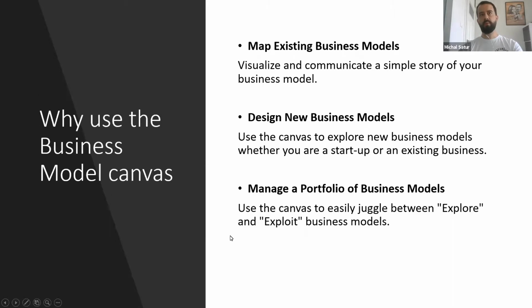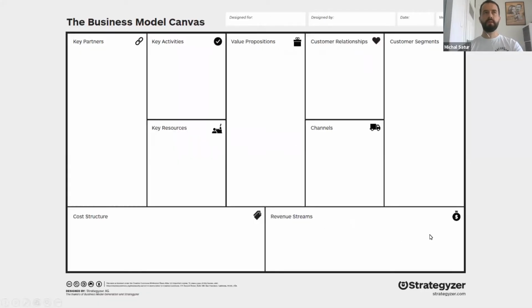Business model canvas can be used for mapping existing business models, for designing new business models, and managing a portfolio of your current business models. It is an easy tool to visualize and communicate a simple story of your business model, or you can explore new business models, whether you are a startup or you're in an existing business. And also you can easily divide between which project or product you want to explore more, or which you want to exploit.